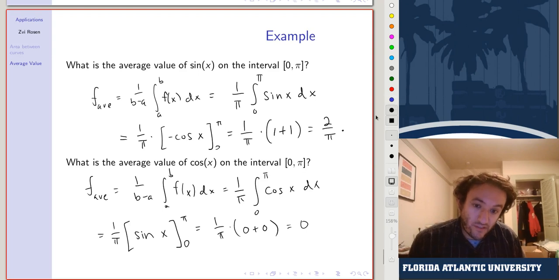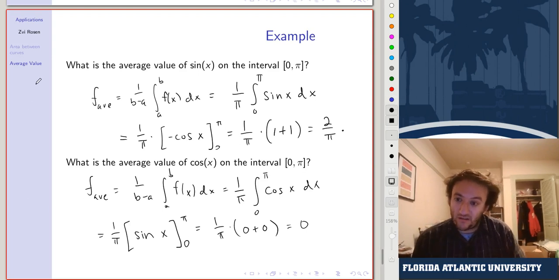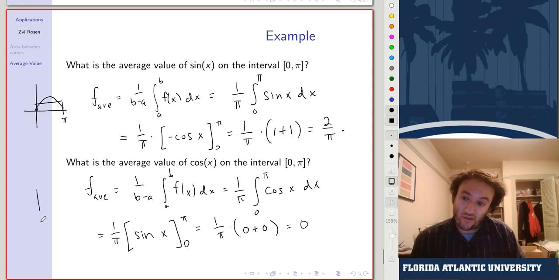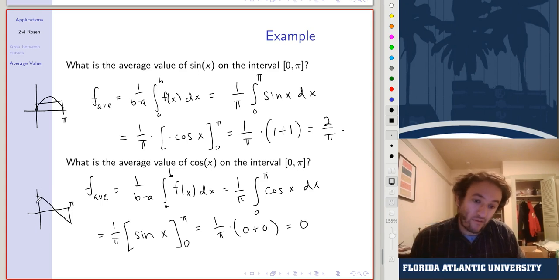If you wanted to draw a picture to see what's going on here, from 0 to pi, sine looks like this, so the average value sits somewhere here. But cosine looks like this, if this is pi. So the area on top cancels with the area on the bottom, and the average value is 0.